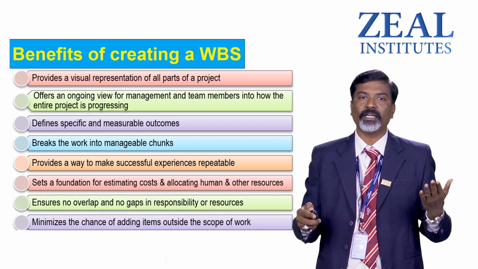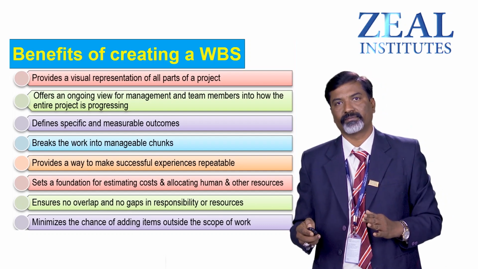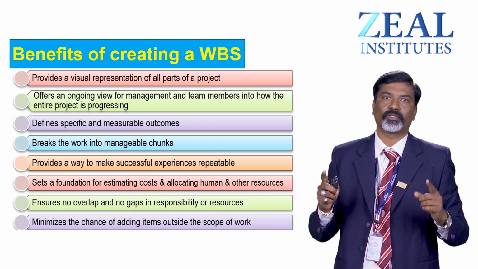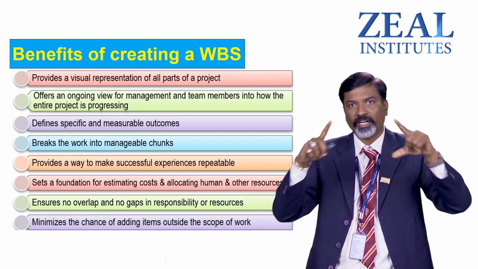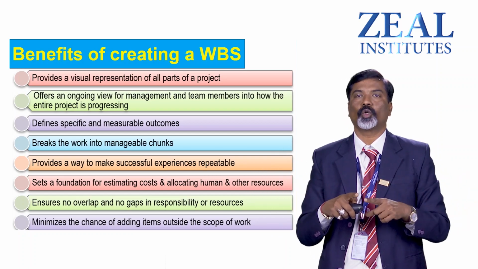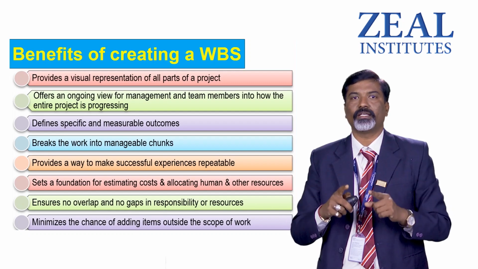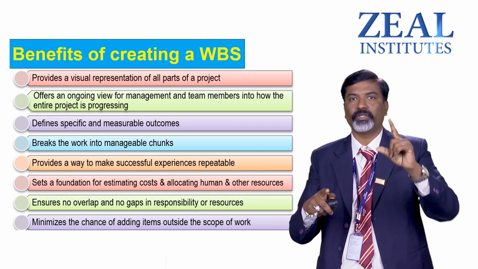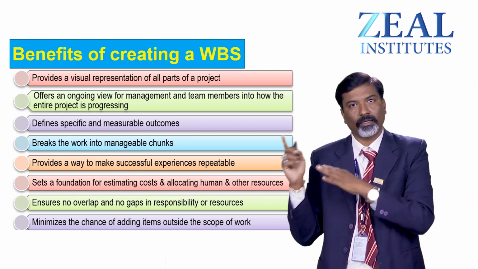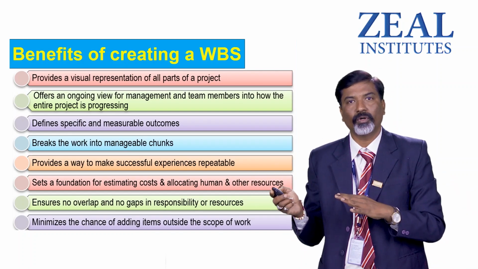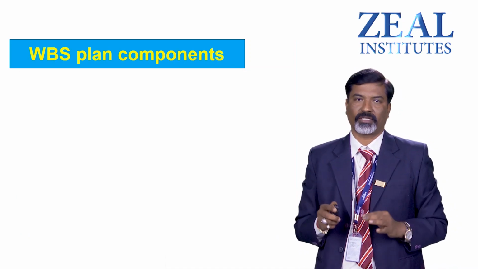Also, it minimizes the chance of adding items outside the scope of the work. Once you identify the scope of the work, the scope of the project, on the basis of that we create the work breakdown structure. Once you define the scope of your project, one can understand whether the task he is doing is within that particular structure or not. So it automatically eliminates out of scope activities and out of scope work. These are some basic benefits of creating a work breakdown structure.